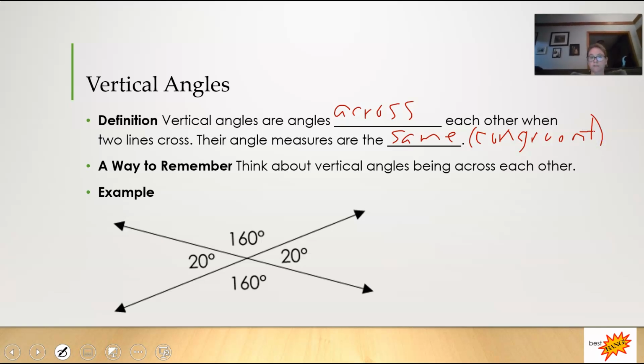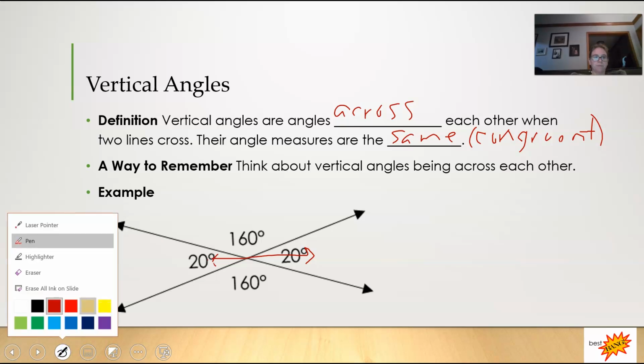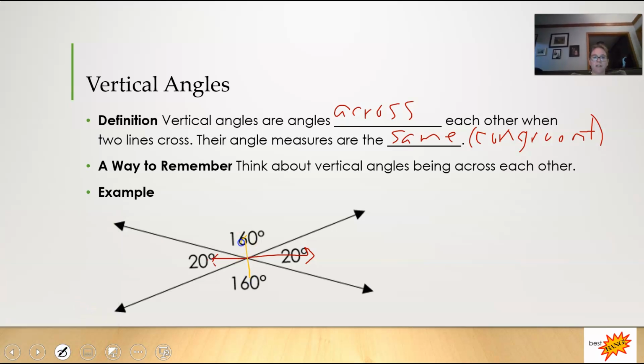Okay, they are across from each other. So these are vertical angles. And then these are vertical angles. So in this picture, we have two pairs of vertical angles. Again, pause the video if you would like a moment to put this into the notes if you feel that you need those notes to help you with the activity coming up.